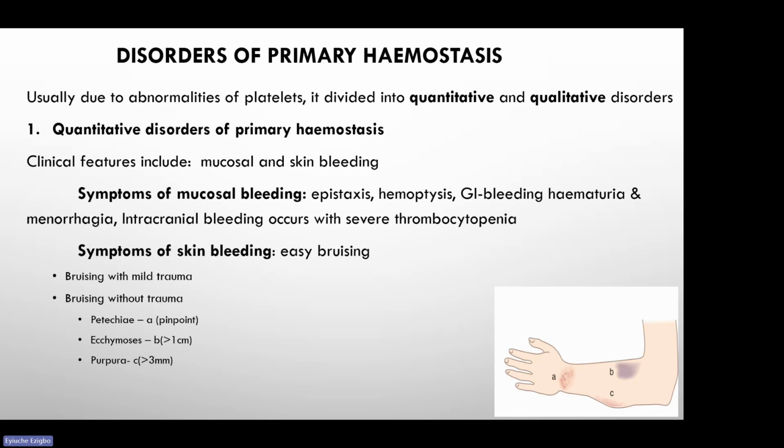Symptoms of skin bleeding include easy bruising, bruising with mild trauma, bruising without trauma, no obvious injury, but you find bruises in the skin. You can see this diagram here representing the various degrees of the spread of the bruise on the skin. We have the one we call petechiae, the smallest one, A here, represented as pinpoint bruises on the skin. When you observe some people, you must have come across some of the discoloring of the skin or stuff like that. Then we have ecchymosis, represented by B, and it's greater than 1 cm discoloration of the skin, or hemorrhage.